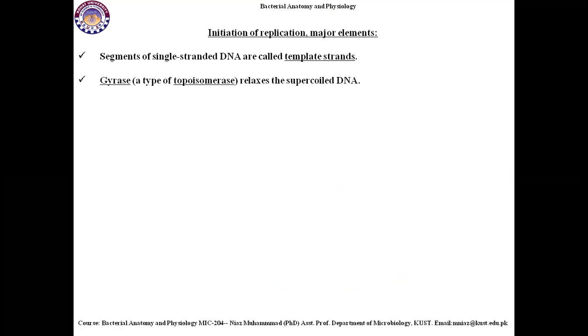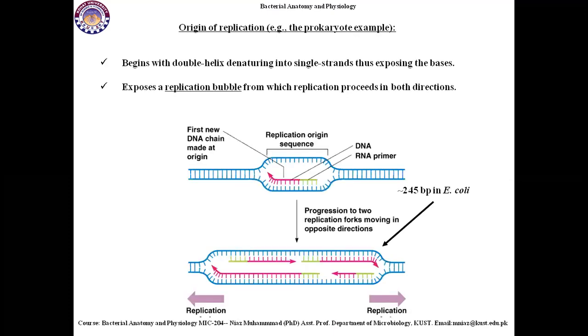Gyrase, a type of topoisomerase, relaxes the supercoiled DNA. So what happens first? Gyrase enzyme comes. It will bind with DNA, which is in helix form. It is a type of topoisomerase. It will relax and unwind the supercoiled DNA, and it will generate single strands in this form. Gyrase will form this because this will be the first site from where DNA synthesis will take place.